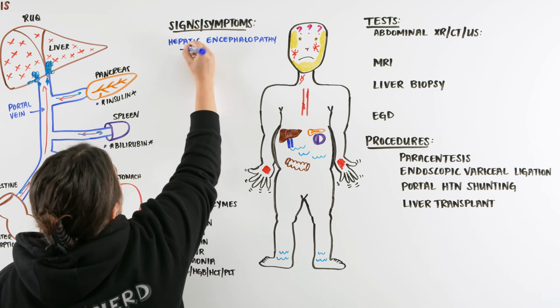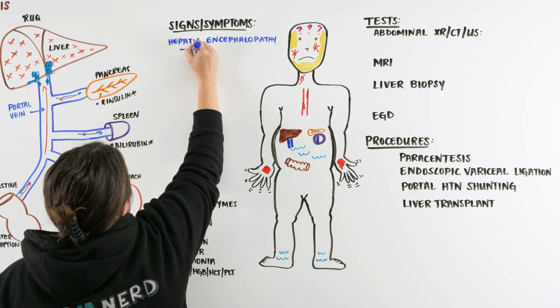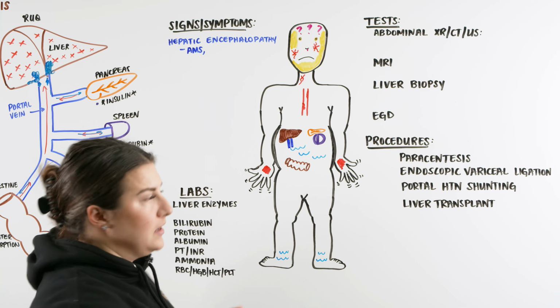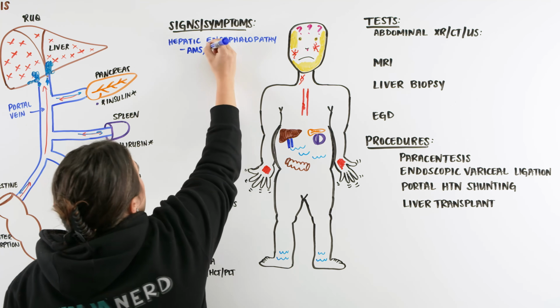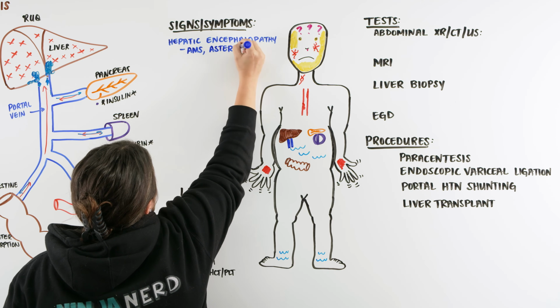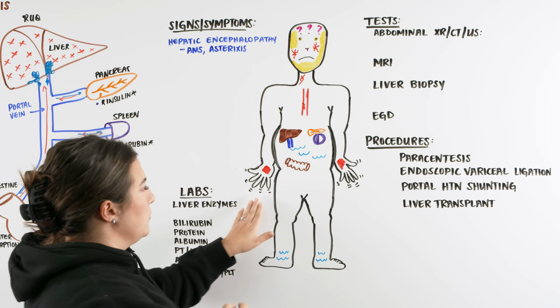Our patient can have things like an altered mental status. Okay, they're going to be confused. They might have some delirium. They might be seeing things. They're also going to have something called asterixis, which is these tremors within the hands.